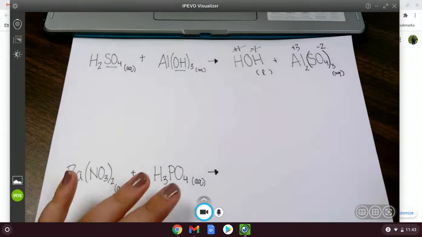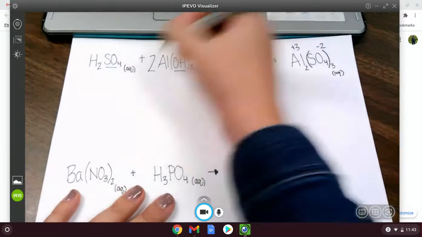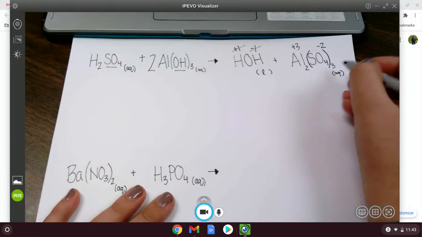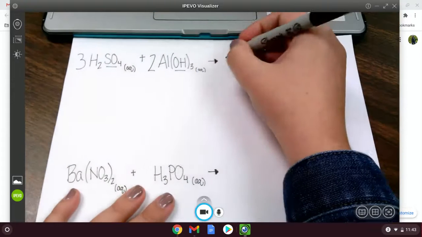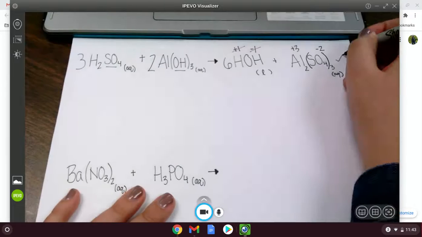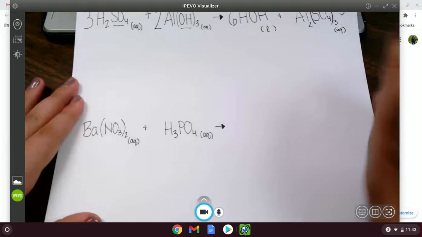Next, I need to balance. So 2 aluminums here. Put a 2 in front of that to make them balanced. 3 sulfates. Put a 3 here. And then a 6 in front of my water. We're balanced. We're good. We're happy. Moving on to the next example.